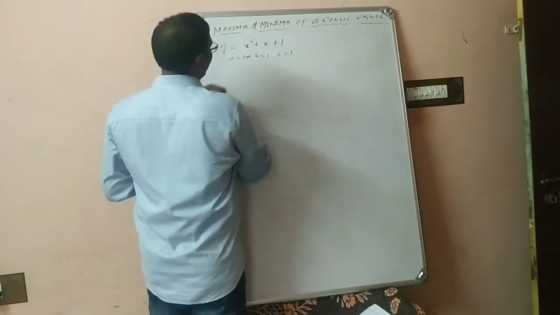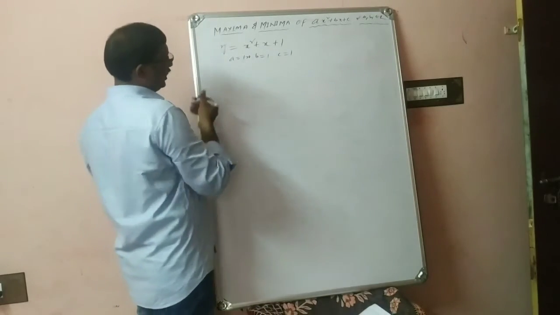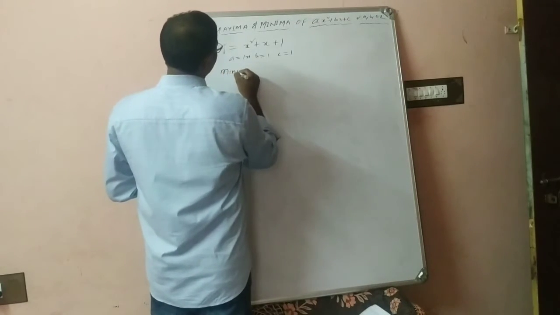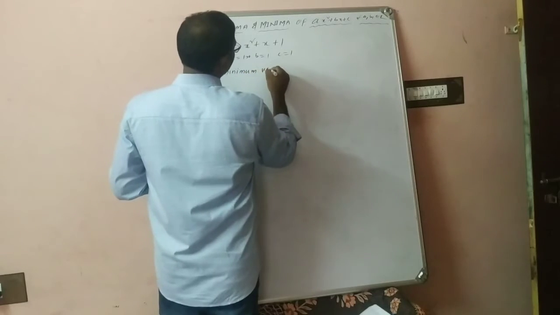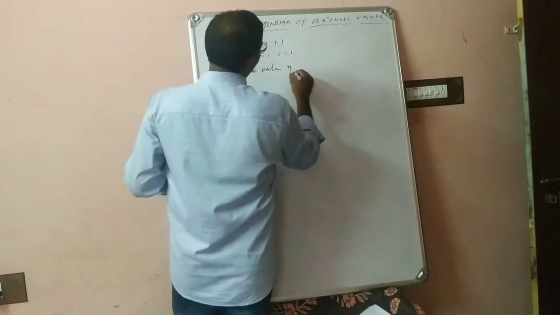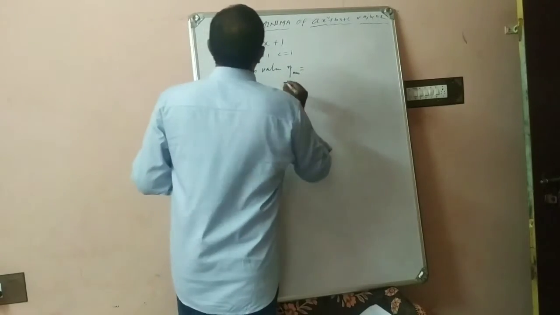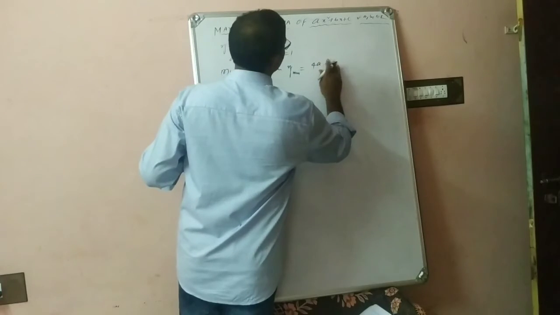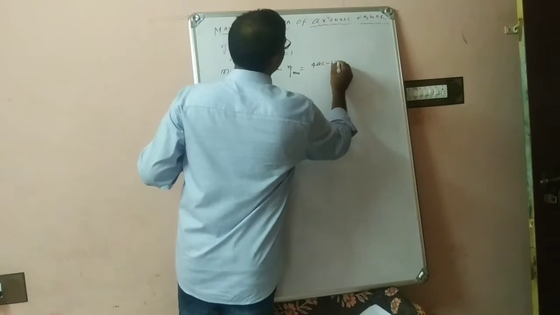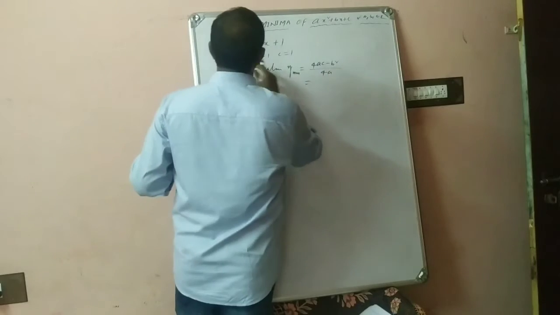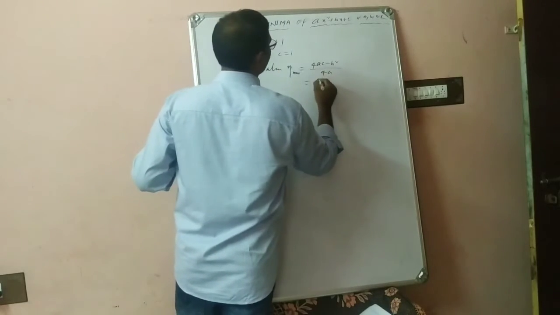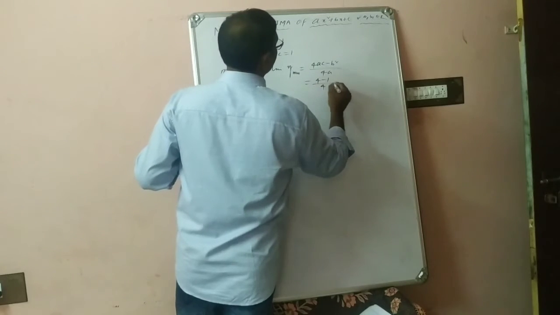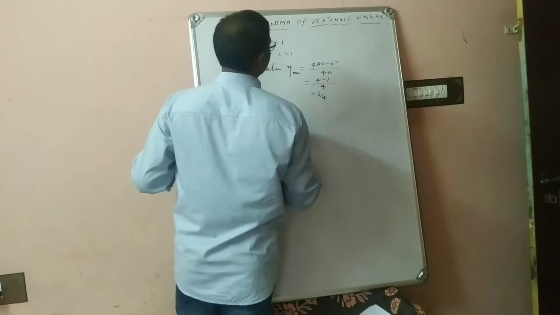So a is 1, it is positive. So what will you get here? You will get a minimum value. Therefore, y of minimum is equal to what? The minimum value is (4ac minus b square) by 4a. What is 4ac? 4, minus b square 1, by 4a. So which is equal to 3 by 4. This is the minimum value.